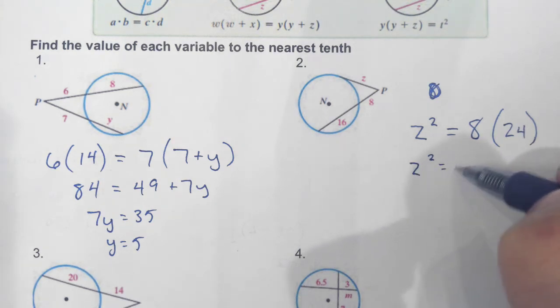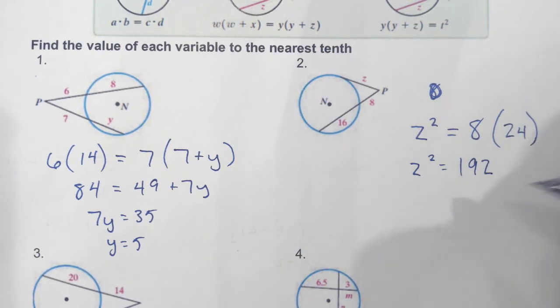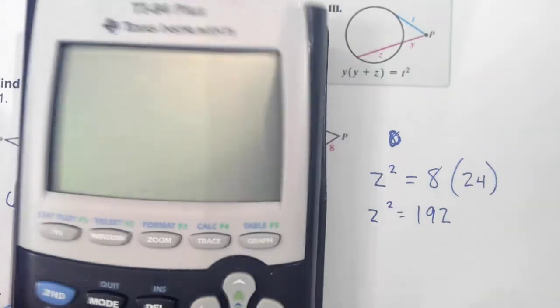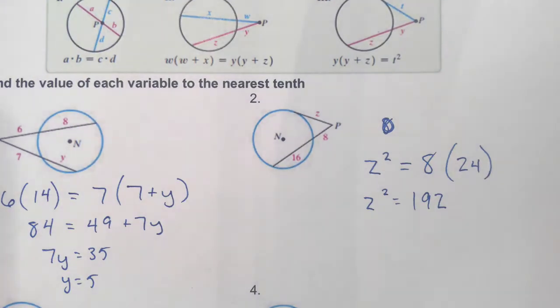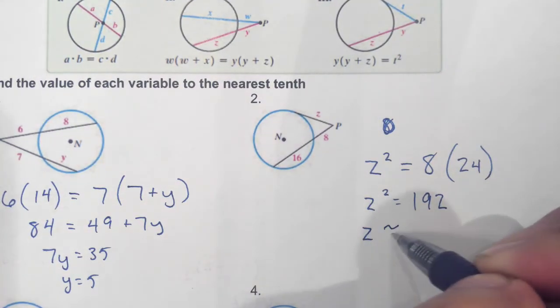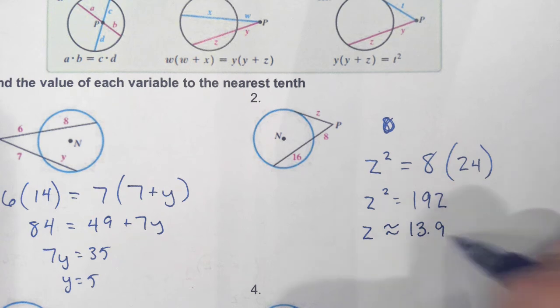Z squared equals 192. So to get z by itself, we'd pull out our handy dandy calculators, and we'd find the square root of 192, right? Square root of 192. 13.9 when rounded to the nearest tenth. So z is about 13.9.